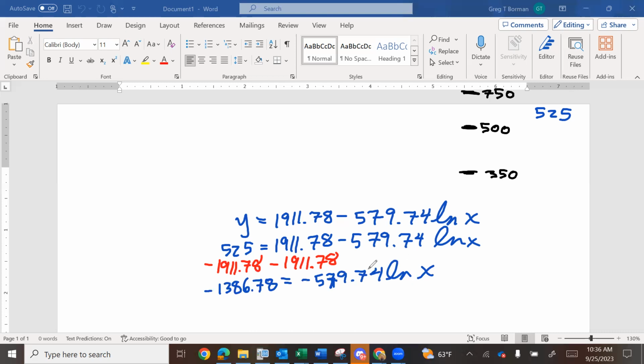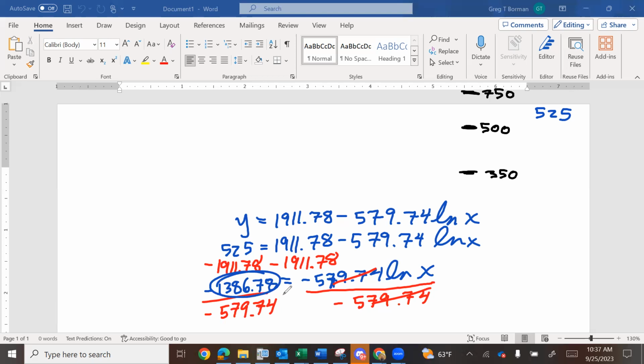Okay, so now we say, hey, this guy is being multiplied by the log function, so we'll do the opposite of that. We will divide by negative 579.74, and those will cancel. Negative 579.74. Okay, so we got that. I'm going to go to my calculator, and I'm dividing a negative by a negative. So, hey, guess what? Negative's going to go away. Isn't that wonderful? And now on my calculator, I did not round this number off.